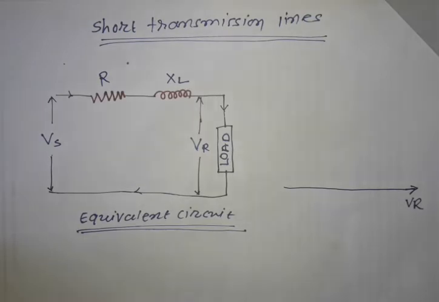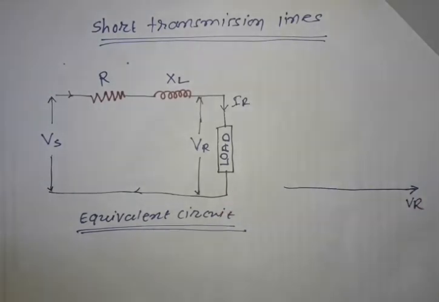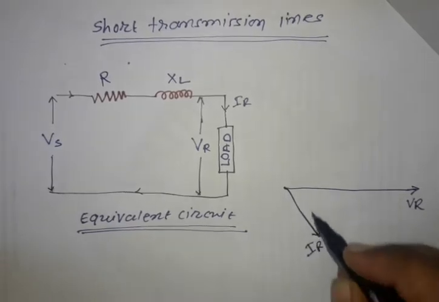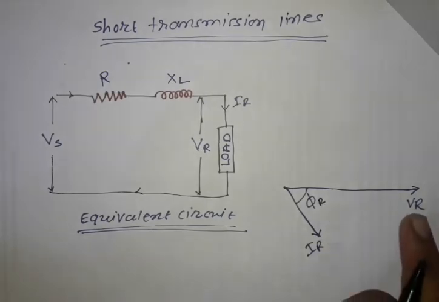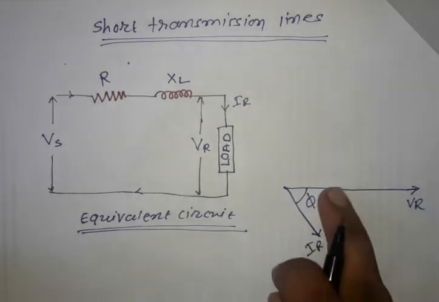Now we know that the angle between the voltage at the receiving end and the current at the receiving end is called the power factor angle. So VR is our reference line, or receiving end line. Now we take an angle phi r and we draw the line current IR with angle phi r, our power factor angle at the receiving end. So first we draw the line VR and then we draw the current IR at angle phi r.